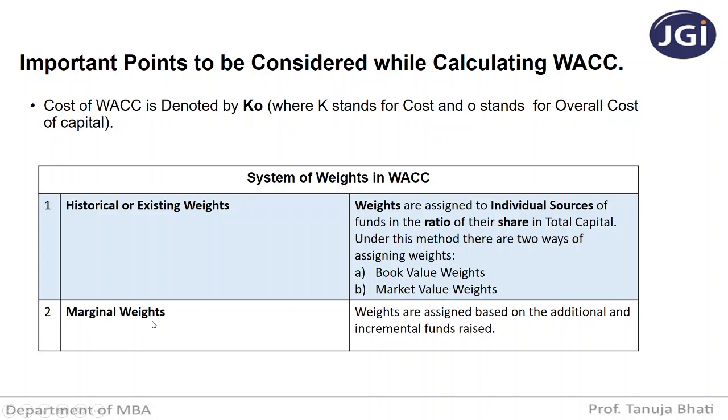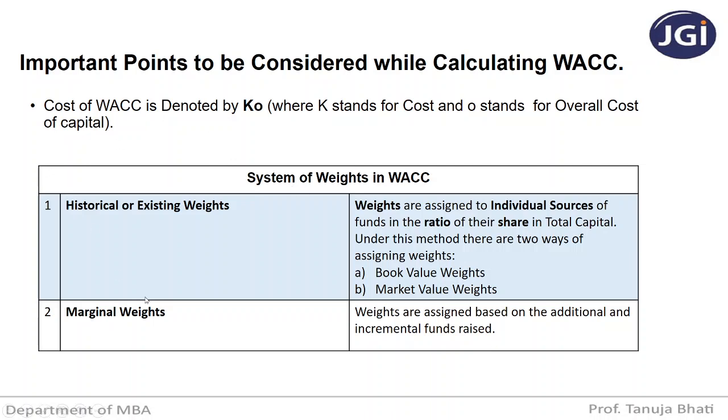Now marginal weights are nothing but weights assigned based on additional and incremental funds raised. See, when are marginal weights to be used? Whenever the company has an existing capital structure, meaning the company has already raised funds through different sources of capital, but in the future it is planning for a new investment or a new proposal, and for that it requires additional funds. Now, what is the cost of additional funds? In order to calculate the cost of that additional or incremental funds, we need to assign weights based on marginal weights. So what are marginal weights? Weights are assigned based on the additional and incremental funds raised and not on the existing capital structure.